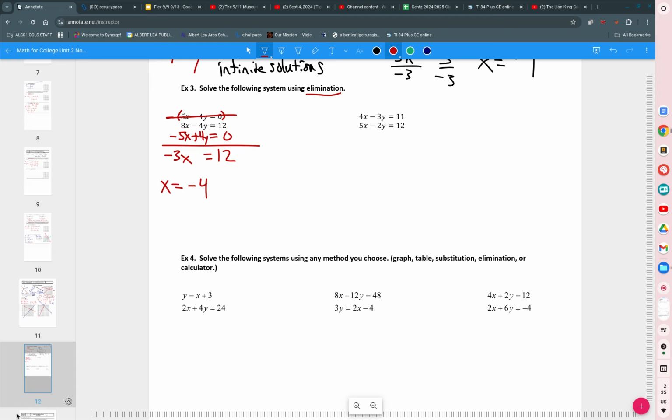Remember, you have to find the y value as well. So if I take that -4 and I plug it back in, and you can plug it back into any of the equations you have up here, I'm going to plug it back into this top one right here. And I get 5 times -4 is -20, minus 4y is equal to 0. So I add the 20, I get -4y is 20, so y is -5. So my coordinate is -4, -5.